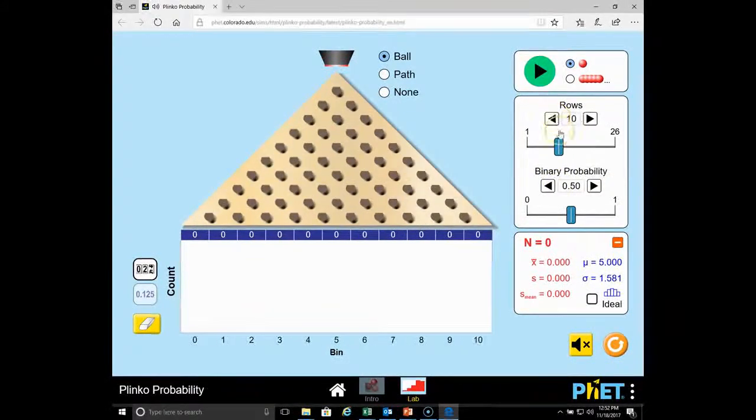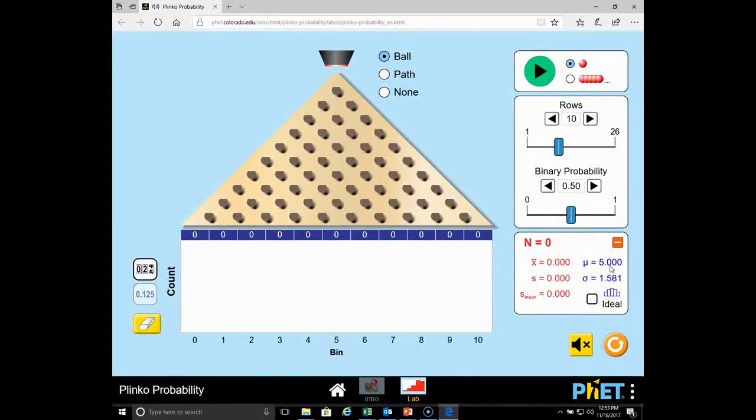So I'm going to cut this down to 10 rows, and what this looks like is a series of 10 rows of pins or pegs, if you want to call them that. The first row has only one peg, the next one has two. Now the way I have this simulator set up, the underlying distribution or population from which the samples will be obtained is a normal distribution with a mean of 5.